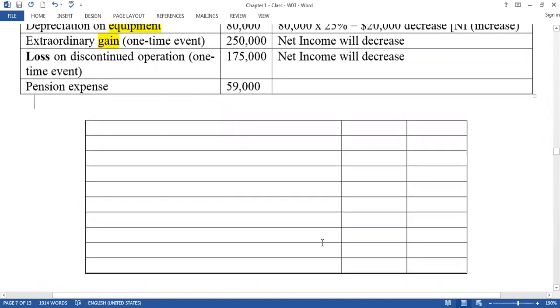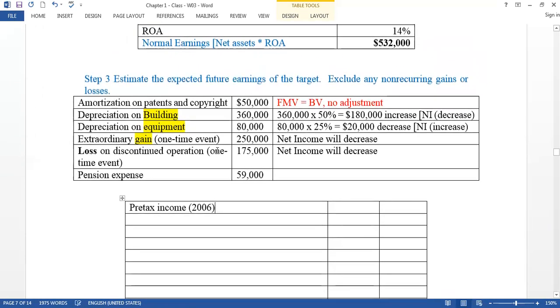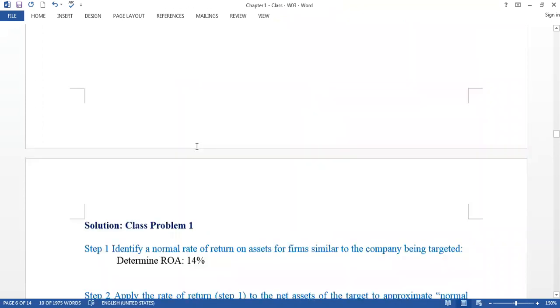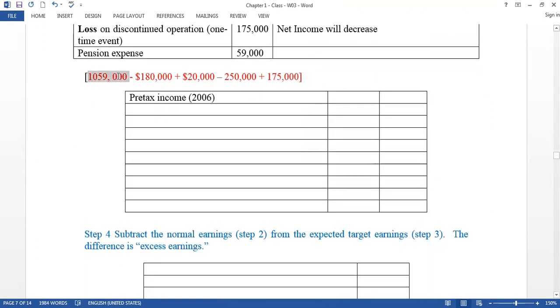Yes. So we can use this information to solve this part. So we have pre-tax income for 2016. This is 2016's pre-tax income, and the question said that pre-tax income is this amount.